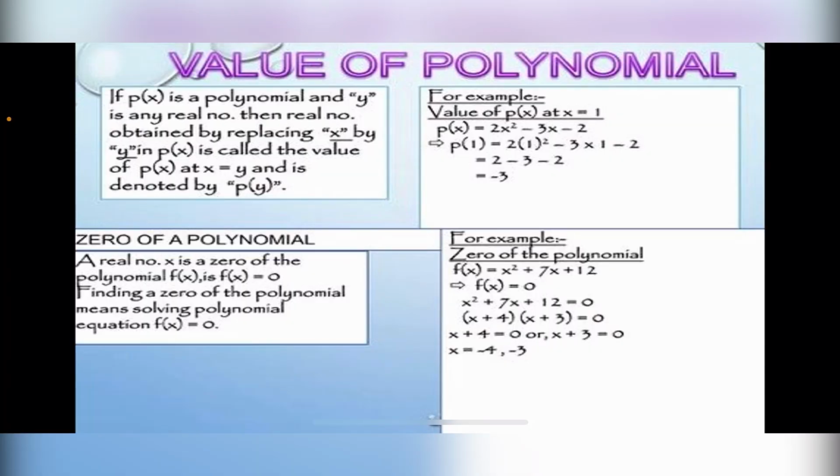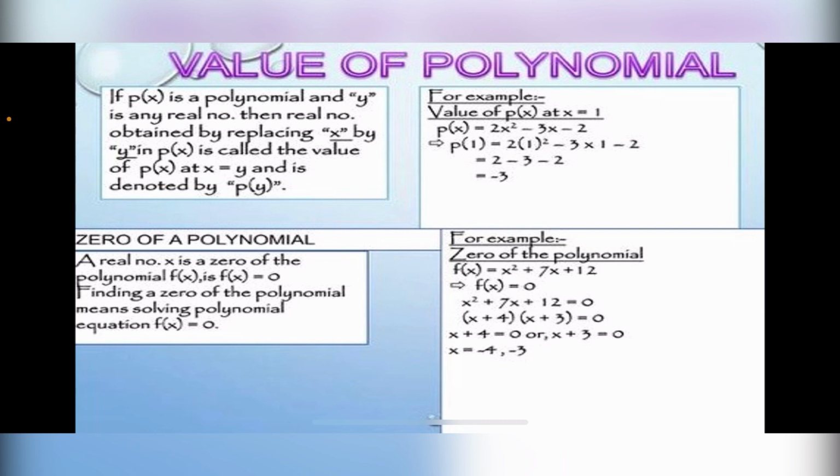Now the value of a polynomial. If p of x is a polynomial and y is any real number, then the real number obtained by replacing x by y in p of x is called the value of the polynomial at x equal to y, and it is denoted by p(y). From this topic itself, we can learn the zero of the polynomial. A real number x is the zero of the polynomial if f(x) is equal to 0. For finding the zero of the polynomial, solve the polynomial equation f(x) equal to 0.